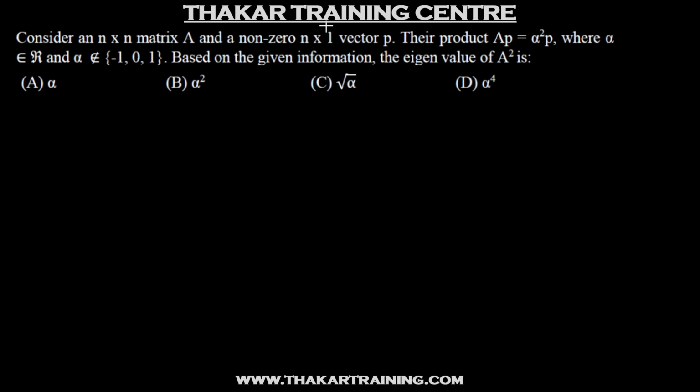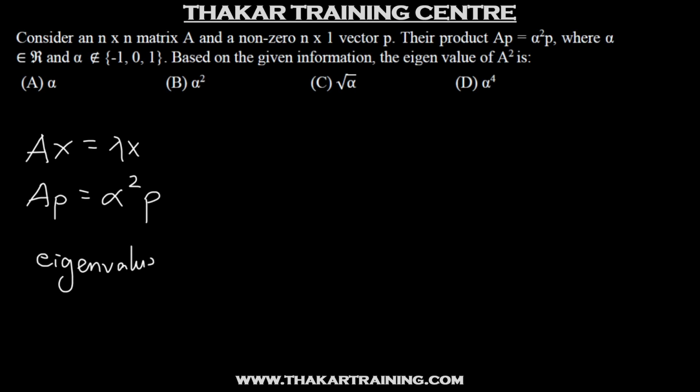Okay. So once again, it is revolving around the definition of eigenvalue, eigenvector. So by definition, we have Ax equal to lambda x, right? Now here what it says is P is a vector and AP is alpha square P. So just compare with the definition. The eigenvector is P, and what will be the eigenvalue then? The eigenvalue of A is alpha square, not alpha, it is alpha square.